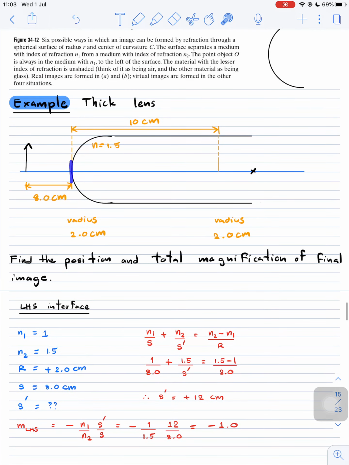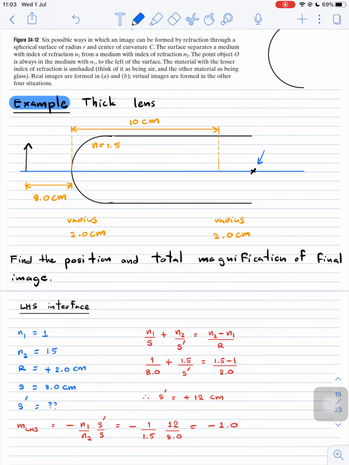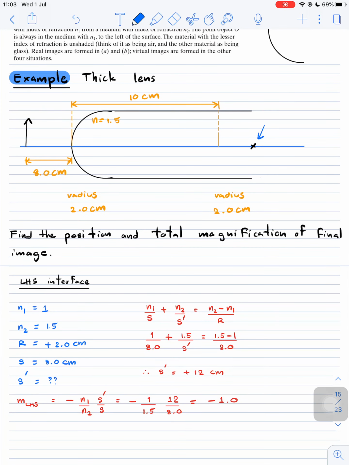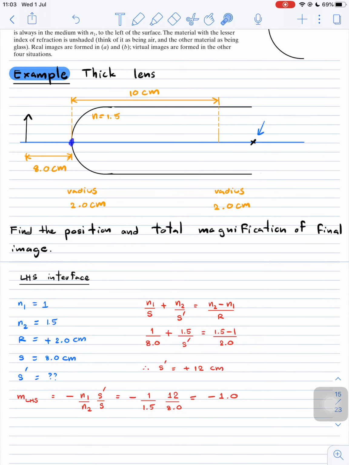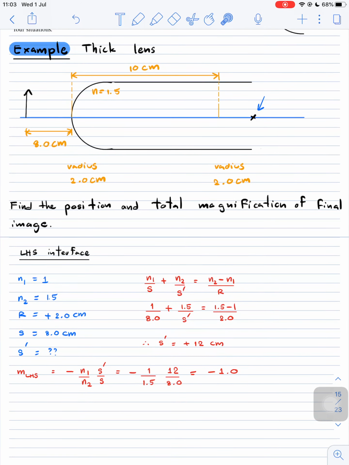Then we said that this distance equals 10 and the radius of this one equals 2, so 12 should be here. So this is going to be the position of the image, 12 centimeter from this vertex of the first interface here. And then again, s' is positive. It means that this image is a real image formed by the first interface. But don't forget that this is not the final image. Okay, this is not the final image here.